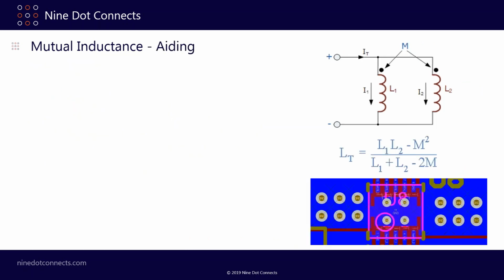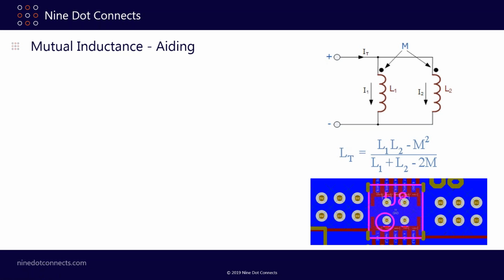So let's talk about aiding. In an aiding situation, here's your equation over here. And remember, we said if M equals 0, it was basically like parallel resistors. So in parallel resistors, it would be R1 times R2 over R1 plus R2. Well, it's the same thing with parallel inductors. These two terms would cancel out.